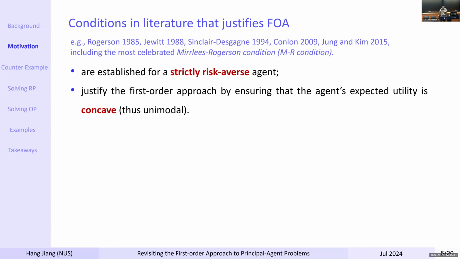Two characteristics of these conditions are that they are all established for a strictly risk-averse agent. Also, they justify the first order approach by ensuring that the agent's expected utility is concave and thus unimodal. This is a very good direction, because if under these conditions we can prove that the agent's expected utility is concave, then we can prove that RP is equivalent to OP.